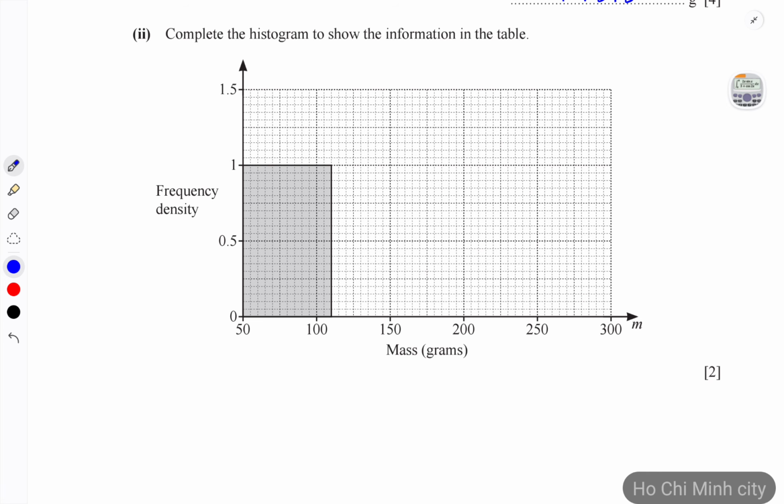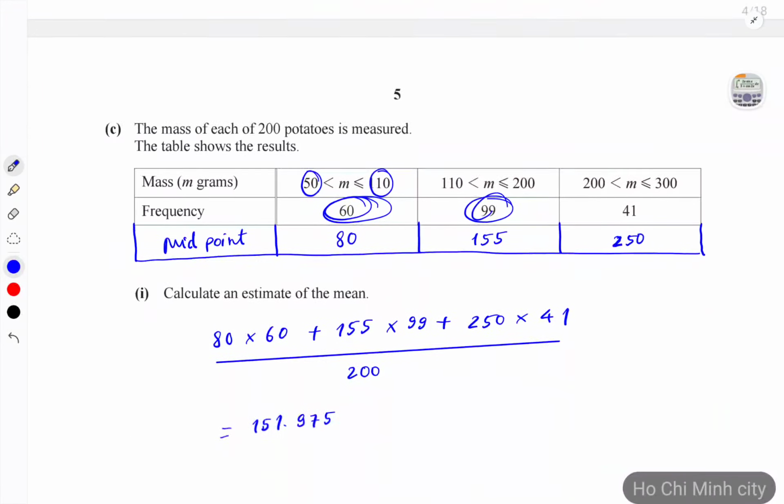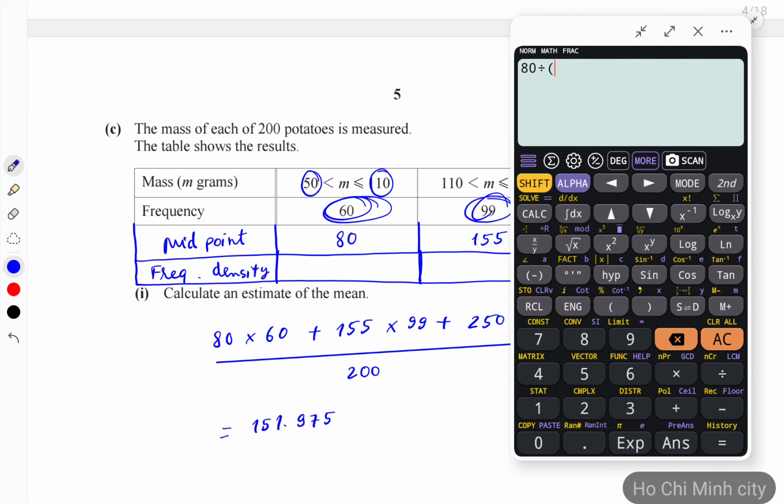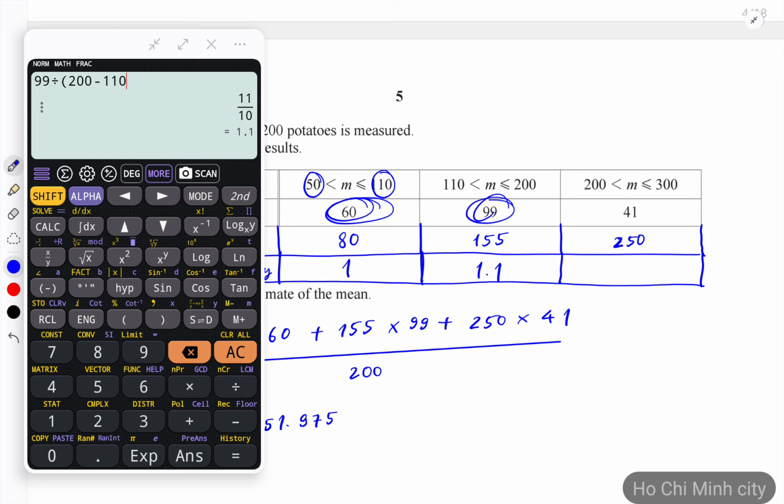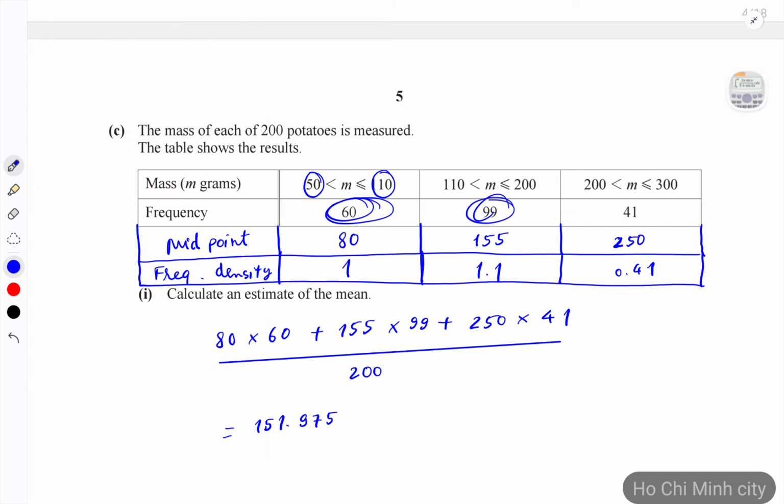So we need to have another row for calculating the frequency density. So this one, that is frequency density. And in order to do this, we take the frequency and then divide it by the class width. So frequency is 60 divided by the class width, 110 minus 50. So that is number 1. Similarly, we would have 99 divided by 200 minus 110, that is 1.1. And 41 divided by 300 minus 200, that is 0.41.